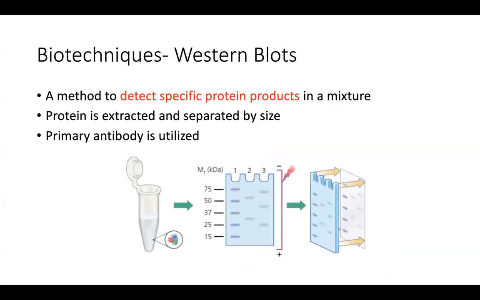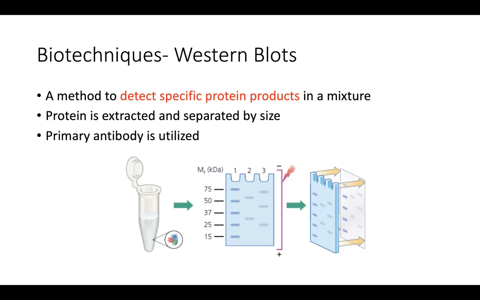All right, so the western blot, I wanted to highlight this one real quick. The western blot is one of the most commonly used techniques in the lab. The western blot is a method to detect specific protein products in a sample, right? And so again, this protein has to be extracted from whatever our sample source is, whatever the mixture is. We want to extract just the protein for this analysis. And this protein, again, is separated by size.